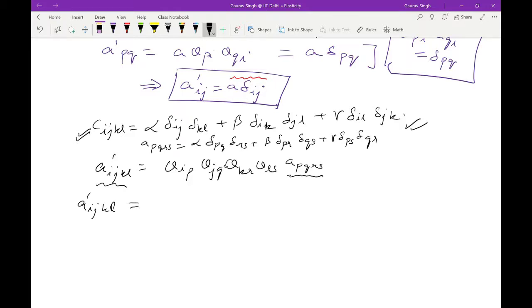Sorry, this should be QIP, QJQ, QKR. Alpha delta PQ delta RS plus beta delta PR delta QS plus gamma delta PS delta QR.